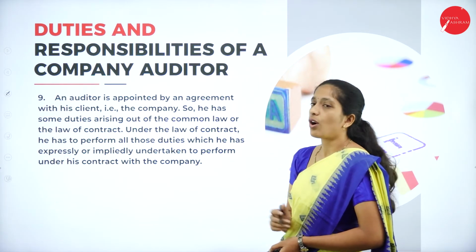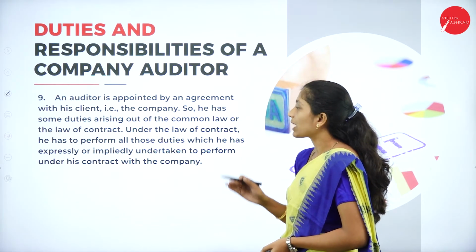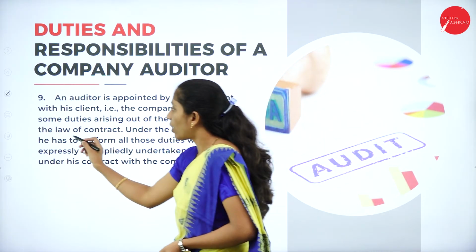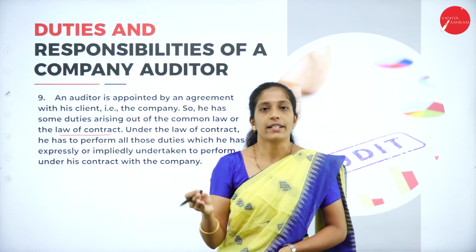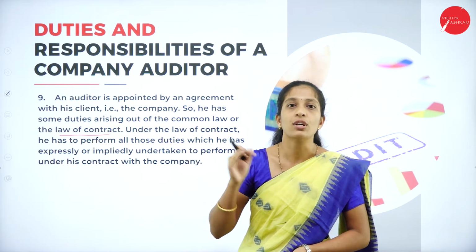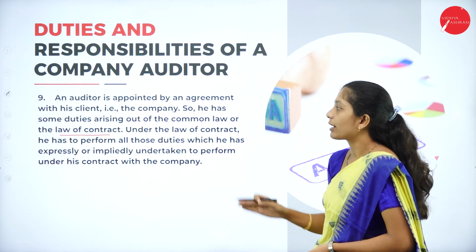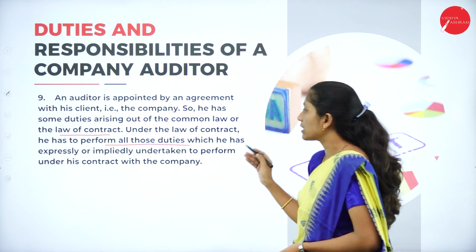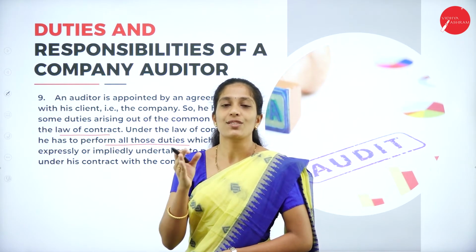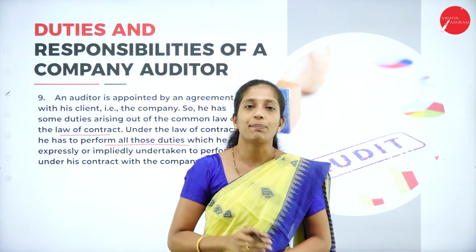And the next one is, an auditor is appointed by an agreement with his client, that is the company. So he has some duties arising out of the common law or law of contract. Of course, an auditor is appointed into the company under the law of contract according to the Companies Act 2013. So under the law of contract, he has to perform all those duties which are expressly stated in the contract, the duties which have been assigned by the company, and those have to be successfully done by the auditor.